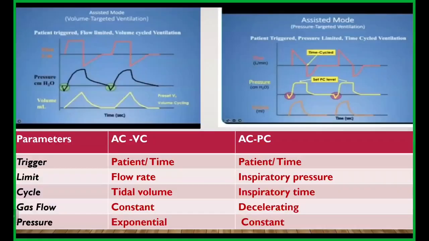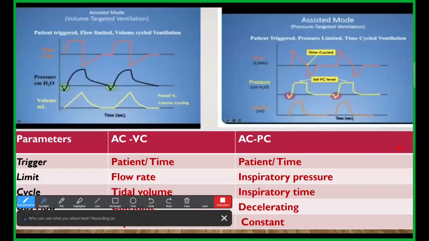Now coming to the graph. See, it's all the same. This is volume targeted ventilation in an assisted mode. Everything is the same as in the control mode except for this trigger in the pressure time scalar. In both the pressure targeted and volume targeted ventilation, you can see here the trigger. That is the difference between the assisted mode and your control mode. All of the other things will be the same.